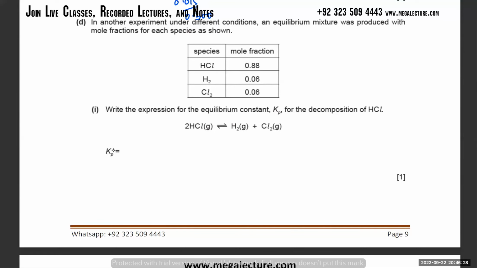So it's just going to be Cl2 and H2 divided by HCl squared. So it's going to be 0.06 squared, and the bottom part will be 0.88, squared as well. H2 into Cl2 over HCl squared.